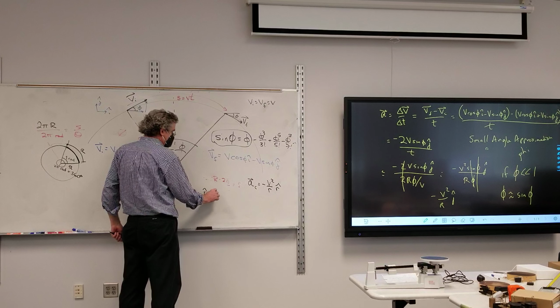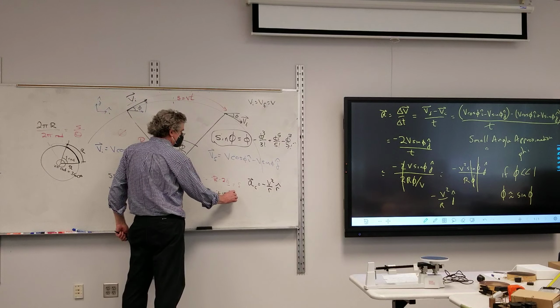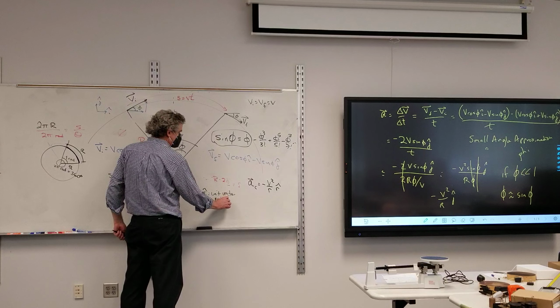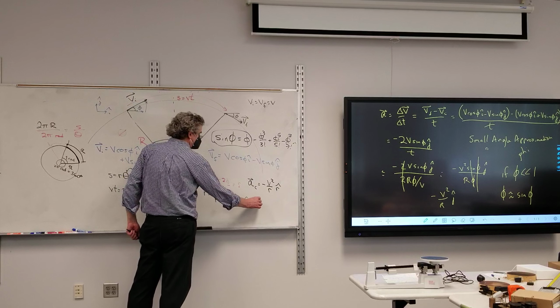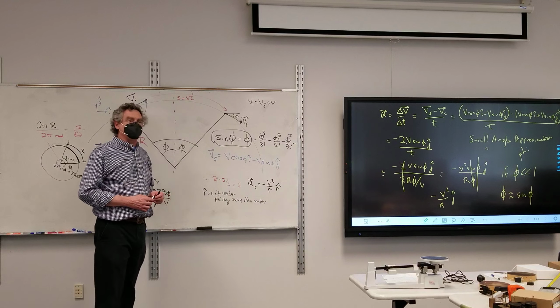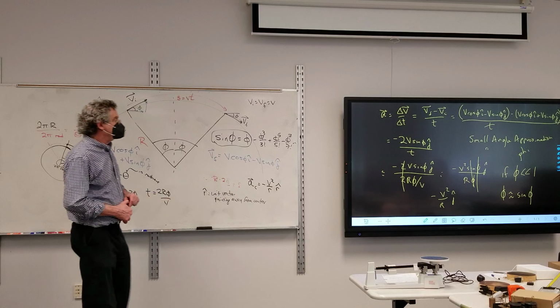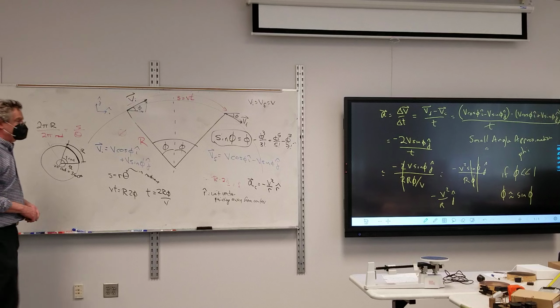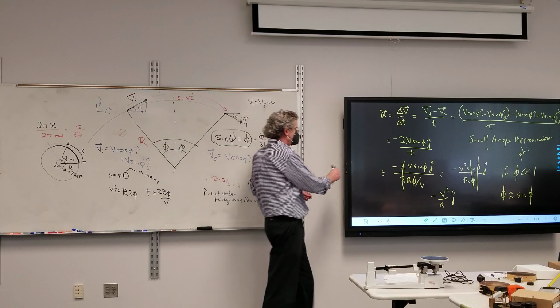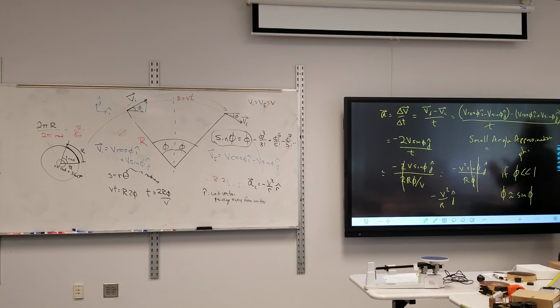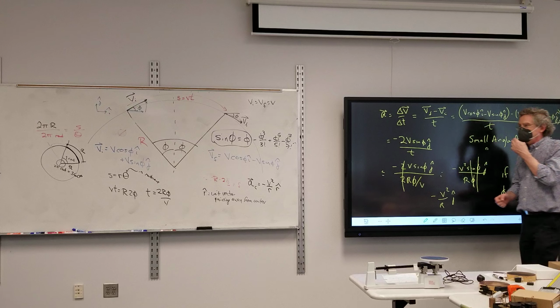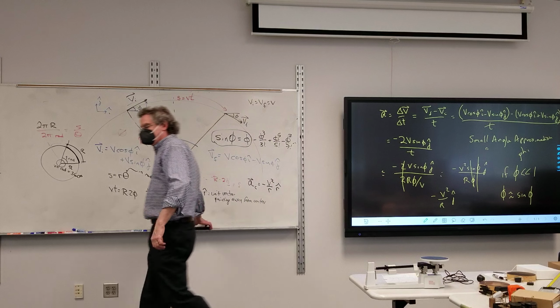R hat is a unit vector pointing away from the center. And since a_c points towards the center, that's why the minus sign is in front. Now, all that's well and good, but I'm sure the question that's popped up in most of your minds is, how does that really work in conjunction with the stuff that we just did with Newton's laws? I'm glad you're thinking that. Questions before we actually do that?